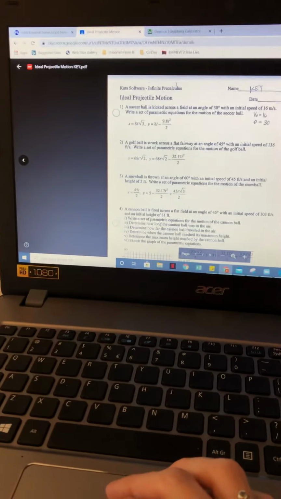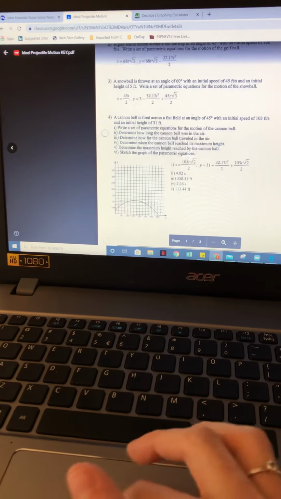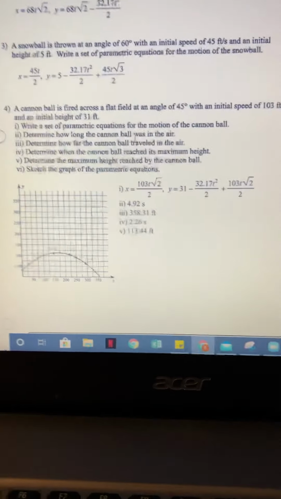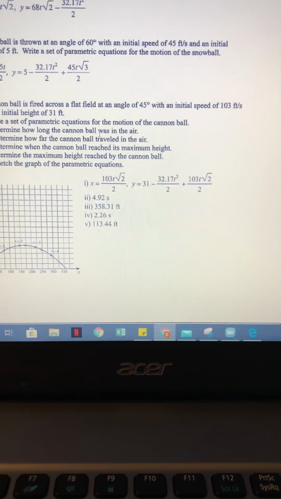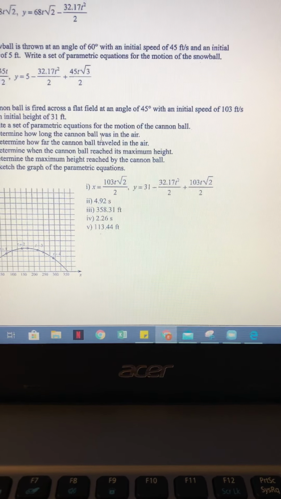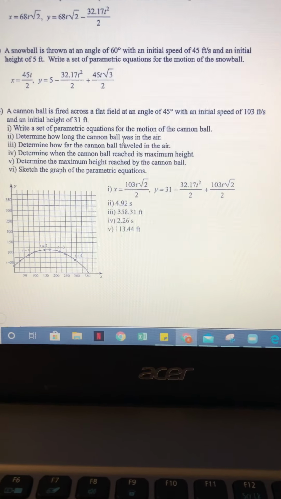Hey guys, here's number 4 from the ideal projectile motion. I'm going to go over how this cannonball works. So it says a cannonball is fired across a flat field at an angle of 45 degrees with an initial speed of 103 feet per second and an initial height of 31 feet.